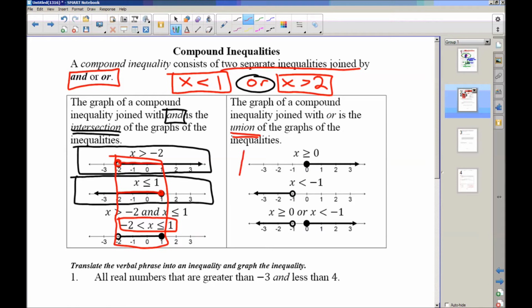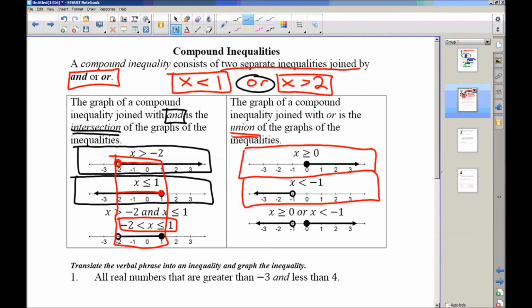Here's our example. First we graph x is greater than or equal to 0. That's a filled in circle on 0 and shades to the right. And the graph of x less than or equal to negative 1 has a circle on negative 1 and shades to the left. And the "or" is anything that's shaded in either one.